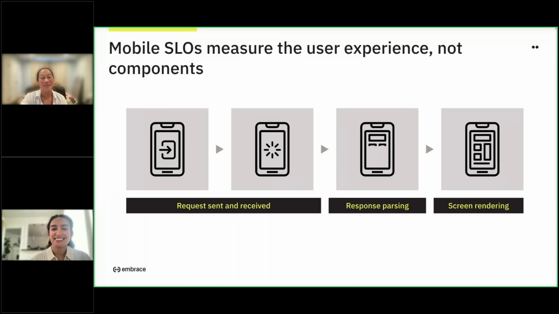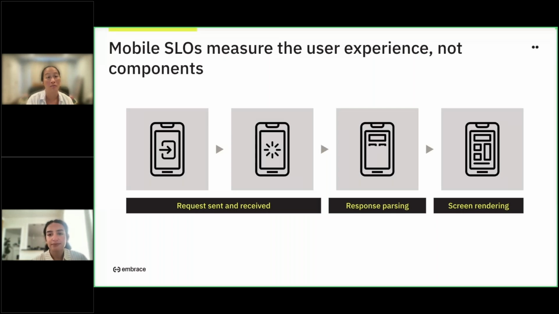So I'm going to dive a little bit deeper into the three things that Verna just covered and bring some insights from our customers. As we mentioned earlier, we want to measure the user experience, not the individual pieces. Here you see the pieces: the API request sent and received, response parsing, and screen rendering. We want to measure it as a flow from point A to point B. This accomplishes a few things.